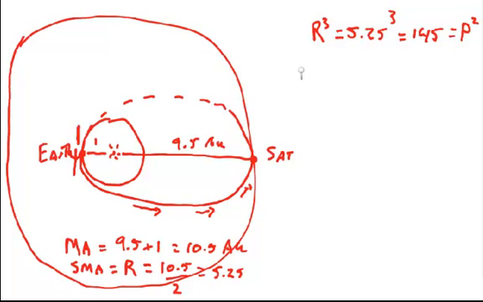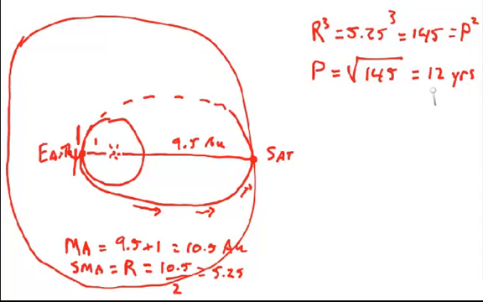So if we want to find p, it's going to be the square root of 145. Now the square root of 144 is 12, so it's going to be just a smidgen more than 12. Let's just say that it's 12. And of course the units of that are going to be years.